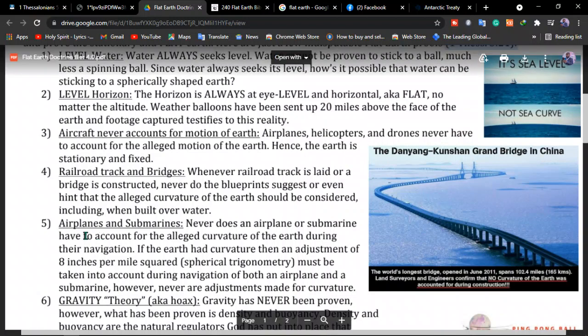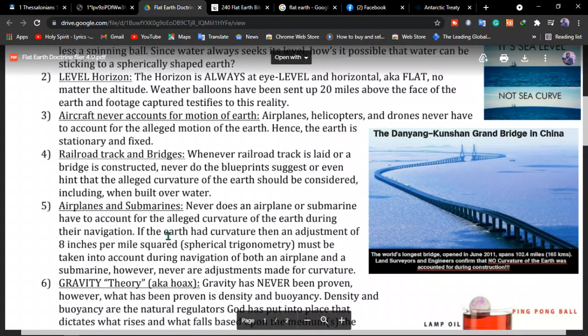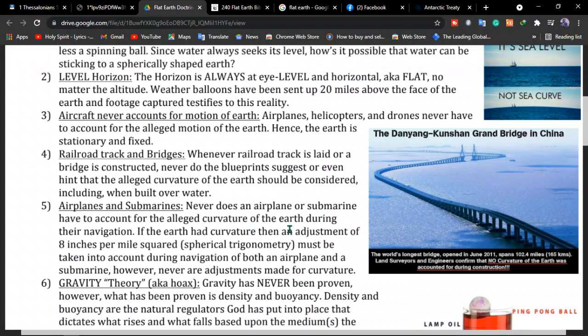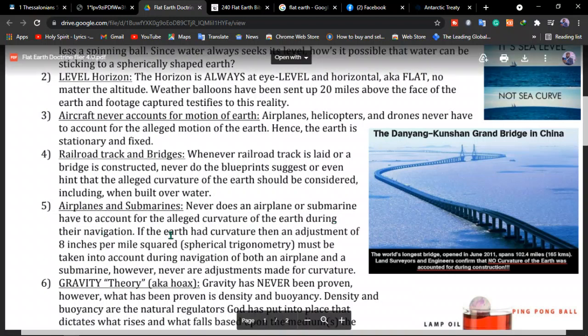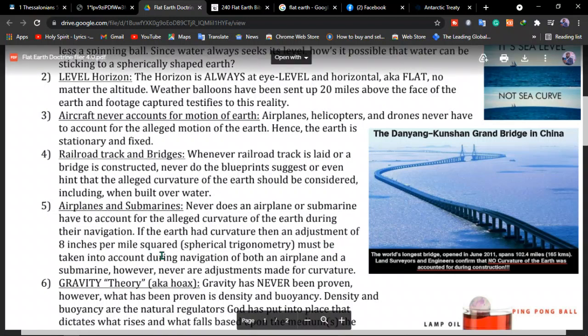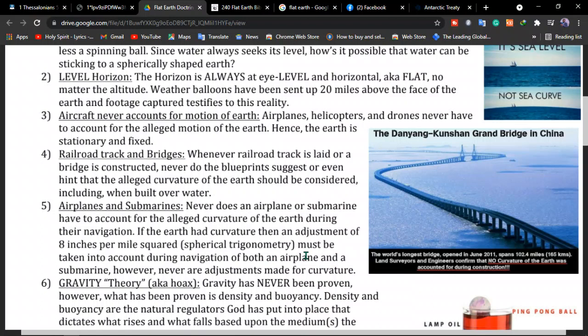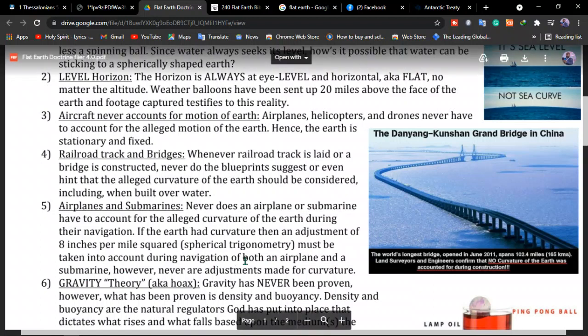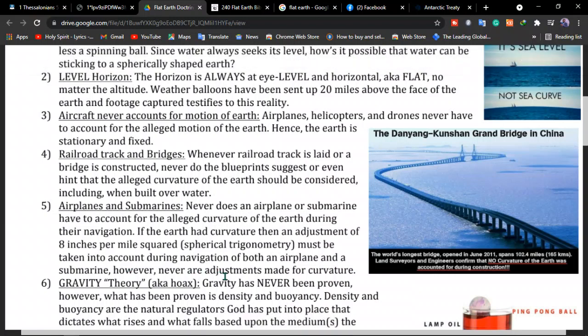Now, let's talk about the airplanes and submarines. Never does an airplane or submarine have to account for an alleged curvature of the Earth during their navigation. If the Earth had curvature, then an adjustment of 8 inches per mile squared, spherical trigonometry, must be taken into account during navigation of both an airplane and submarine. However, never are adjustments made for the curvature. Are you seeing these facts?